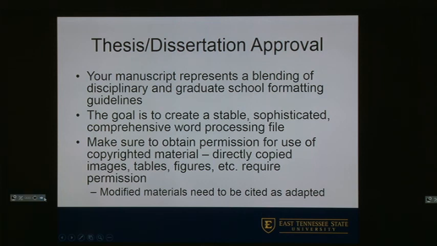Okay. Make sure to obtain permission for use of copyrighted materials. Directly copied images, tables, figures, etc. require permission. Most major academic publishers have an online form for students to submit permission requests for their journals. For these major publishers, this is a quick process. Again, I'm a chemist, so my example is the American Chemical Society. All their journals have these forms, and they promise 24-hour turnaround and essentially automatic approval for use in theses and dissertations.